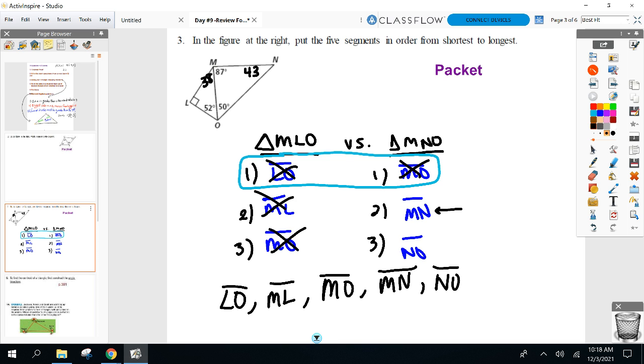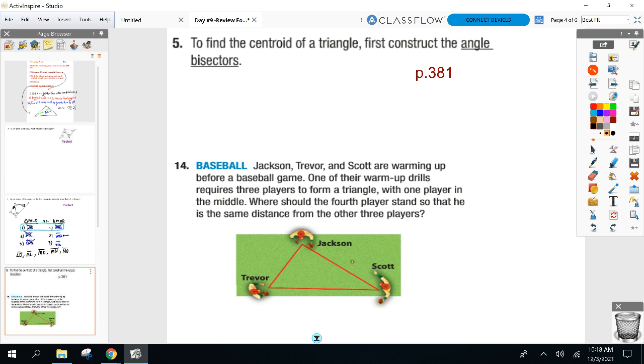Okay, I'm going to go out of the packet now and go to your book. I don't need you to open up your book; it's on the notes on Classroom. So this is coming out of your textbook. Question number 5: is this statement true or false? And if false, replace the underlined word so it's true.